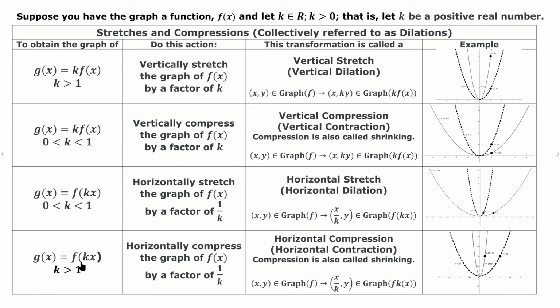And finally, if we act again on the input x and multiply it by k, and k happens to be greater than 1, this time we're going to horizontally compress the graph by a factor of 1 over k. And this obviously is called a horizontal compression or shrinking. And again, we've seen this relationship that we were discussing.